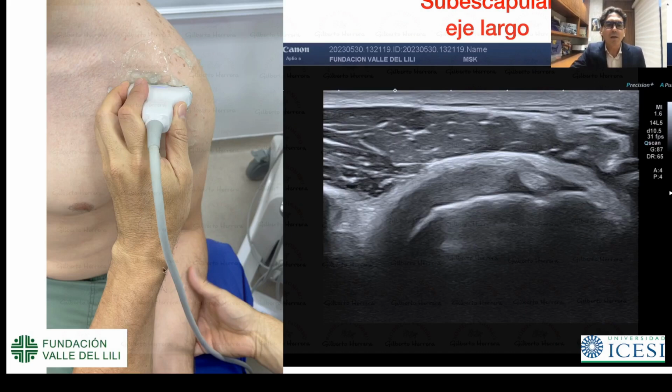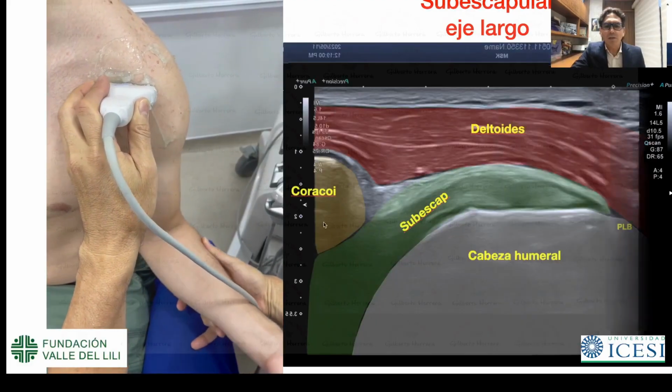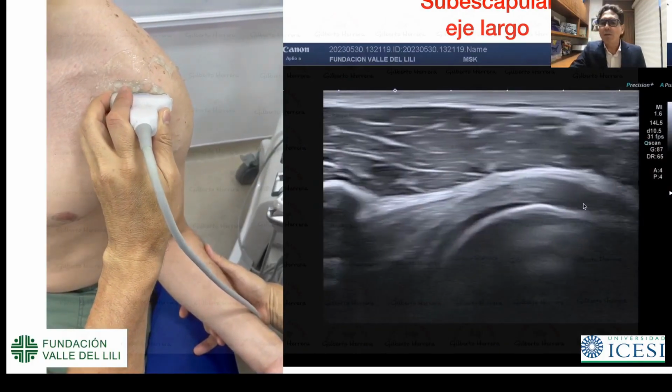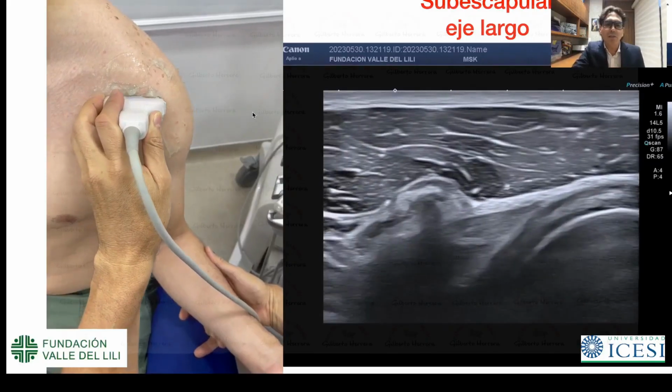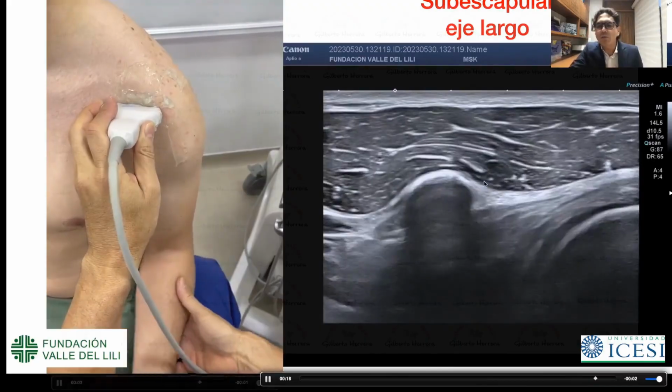Let's look at it dynamically then. If we've already finished evaluating our biceps in the same segment, what we do is put the patient in position 1. Let's see how we externally rotate the arm. We externally rotate to properly expose the footprint and have a flat, well-exposed footprint of the subscapularis to elongate that tendon. Remember that with external rotation, we move it outward. We can see it better and define our footprint.